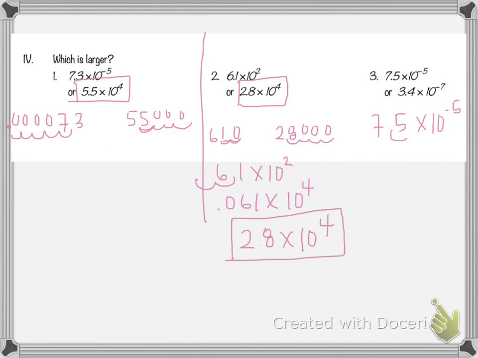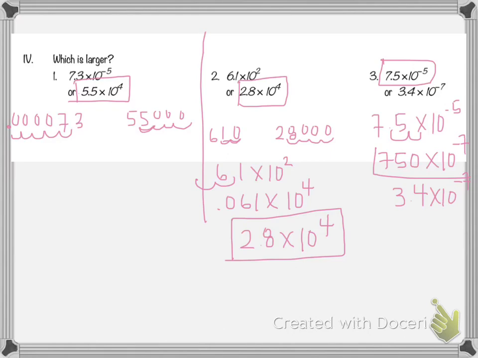Okay, so if I move to the right 2 units, so now that would be 750 times 10 to the negative 7th power. Okay, and then I'm going to have that 3.4. Now they're in the same units, they have the same exponents, so we're going to be able to compare those. So which one of those is bigger, 750 or 3.4? That 750 is larger.